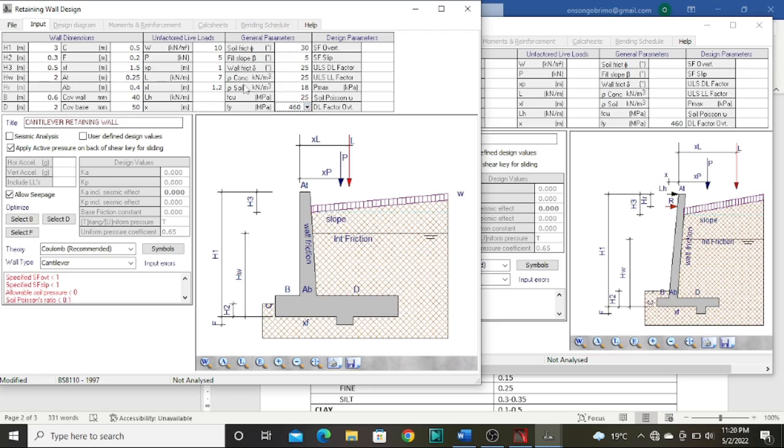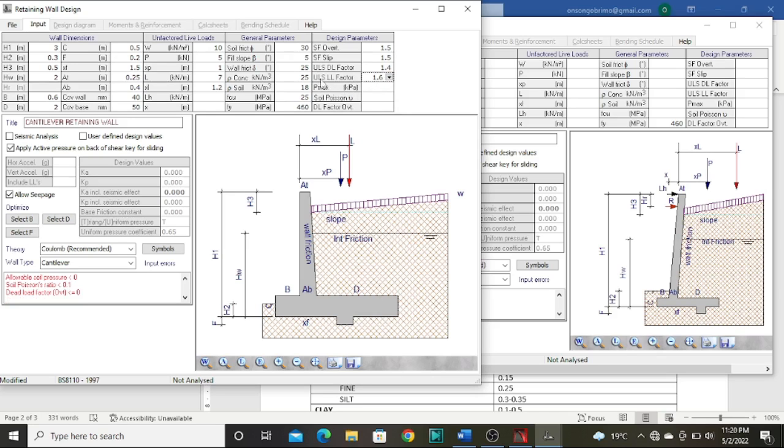Therefore, having talked about the general parameters, we now move to the design parameters. In the design parameters, we have SF of overturning, which is the safety factor for overturning, and we normally prefer a value of 1.5 in this case, and for slip I normally design for a safety factor of 1.5. And these are also ultimate limit state factors, and according to the British standard, for the dead load we use 1.4, and for the live load we use 1.6.